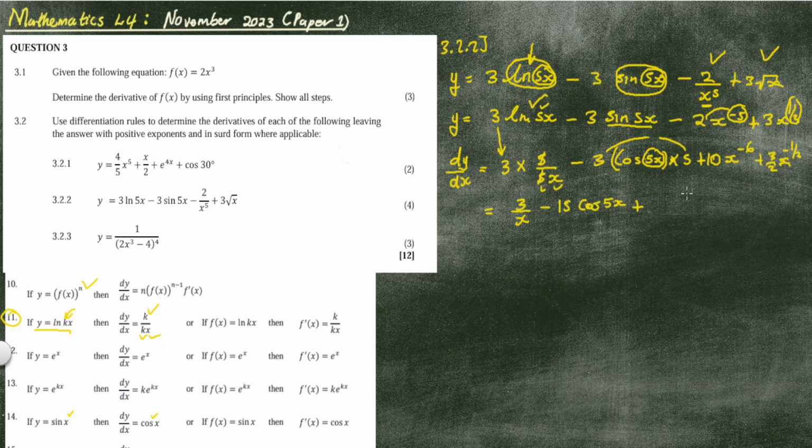Then it's a plus 10 over x to the exponent 6, but you leave your answer with positive exponents and in surd form where applicable, right? So this should be simplified to this, the negative exponent is simplified to this, and then it's going to be a plus 3 over 2 square root of x. This is our final answer.